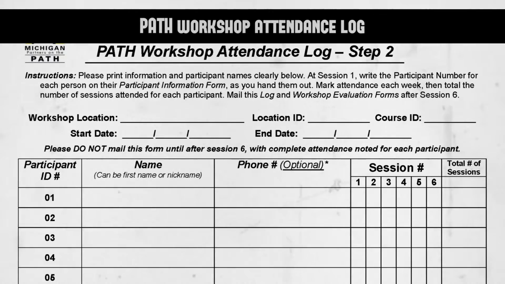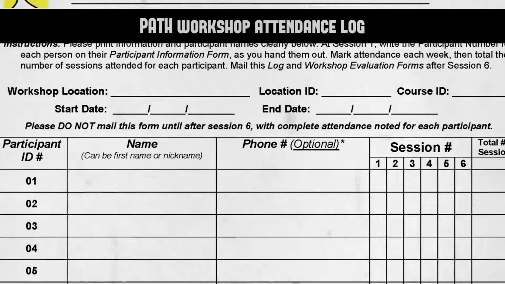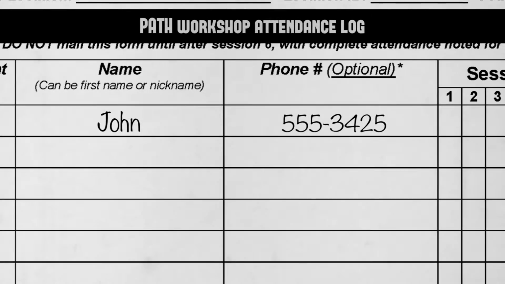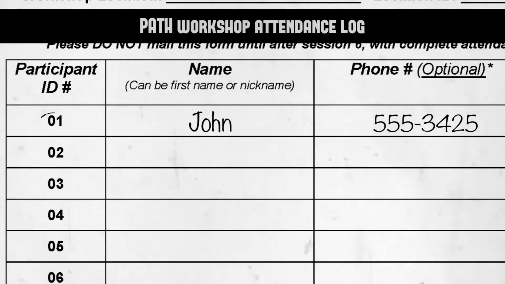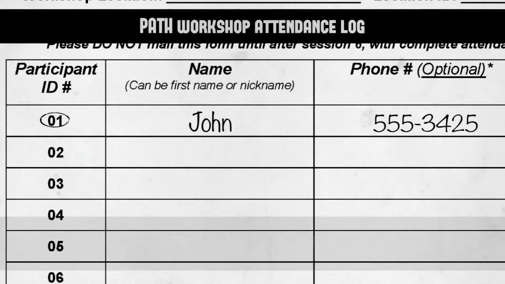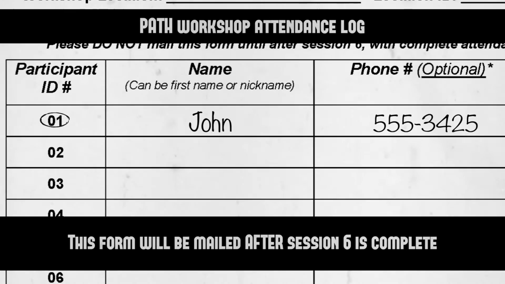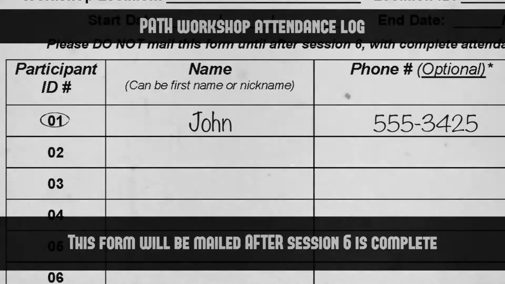After filling out the course information at the top, write the participants' first names or nicknames in the name section. Each line has a participant ID number assigned to the name written on that line. This number is important as you will use it on the participant information form pre- and post-tests. Once you have recorded everyone's name, make sure to hold on to this form, recording everyone's attendance for all 6 sessions. After session 6, this form will be mailed back to the state.